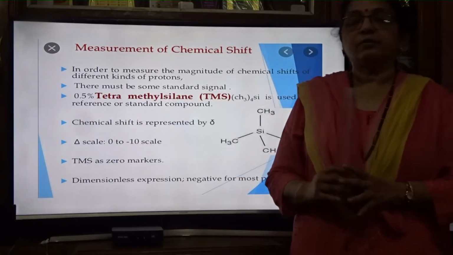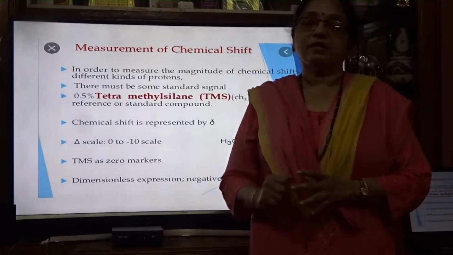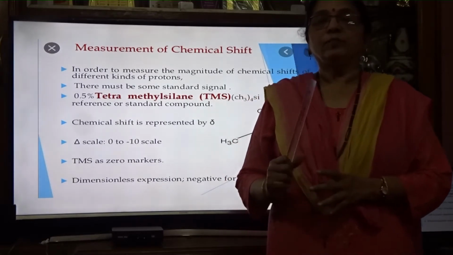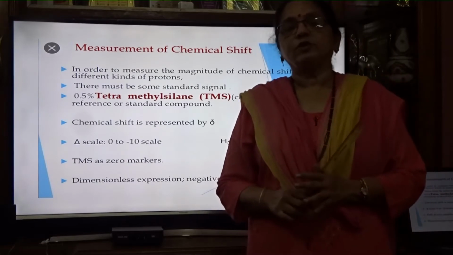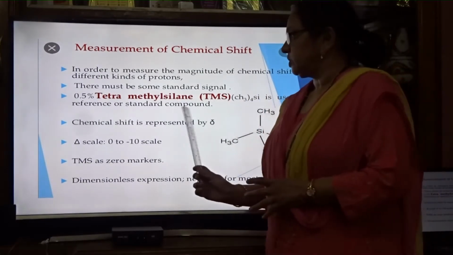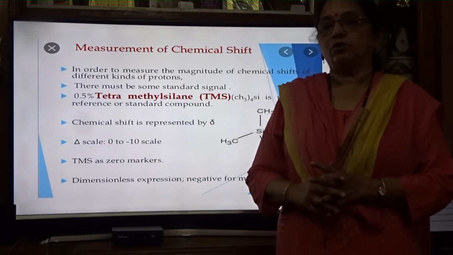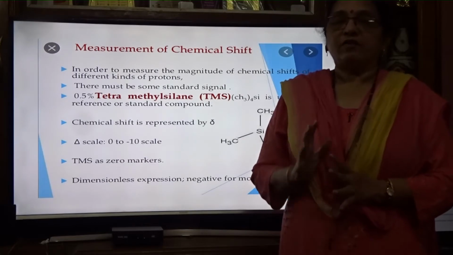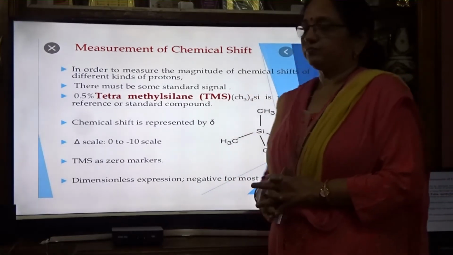So in NMR you get a sharp peak at 0 delta value. We will study again in detail what the qualities of a solvent should be for use in NMR spectroscopy. For now, understand that TMS has a signal at 0 delta value, a sharp peak at 0, and it is used as a reference.